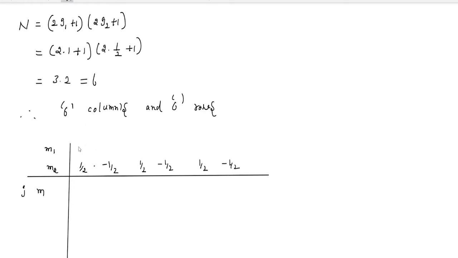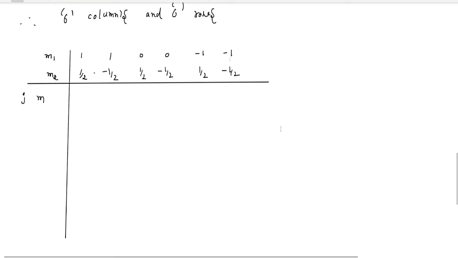So here is 1 and 0, 0. This is 1, this is minus 1. So if you add m1 and m2, you can get the m value. If you add m1 and m2 value, you can get the final m values.